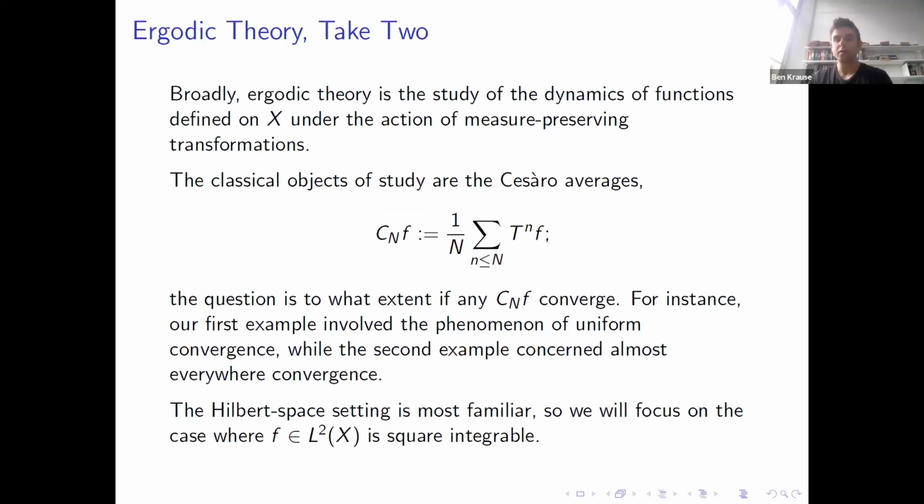As I understand it, ergodic theory is the study of the dynamics of functions defined on X under the action of these measure preserving transformations. The classical objects of study, as we've seen, are these Cesàro averages. And the question is to what extent, if any, these Cesàro averages converge. In the first example, we saw some uniform convergence. In the second example, we saw pointwise almost everywhere convergence.